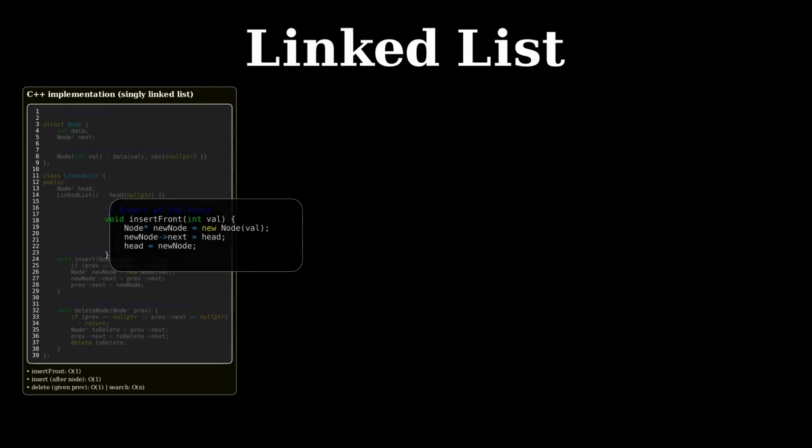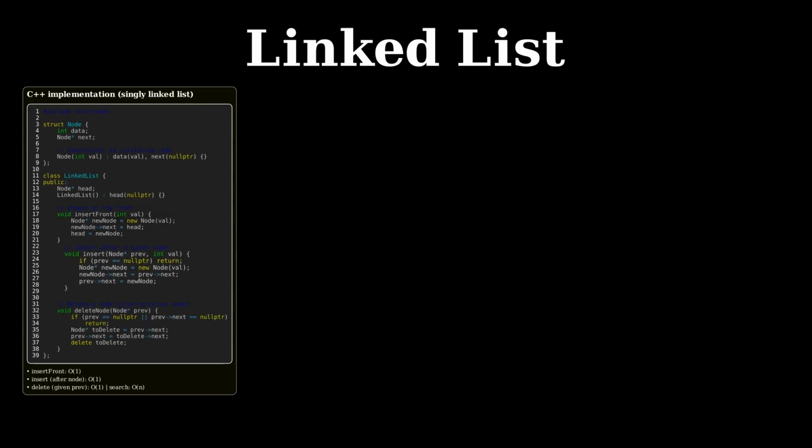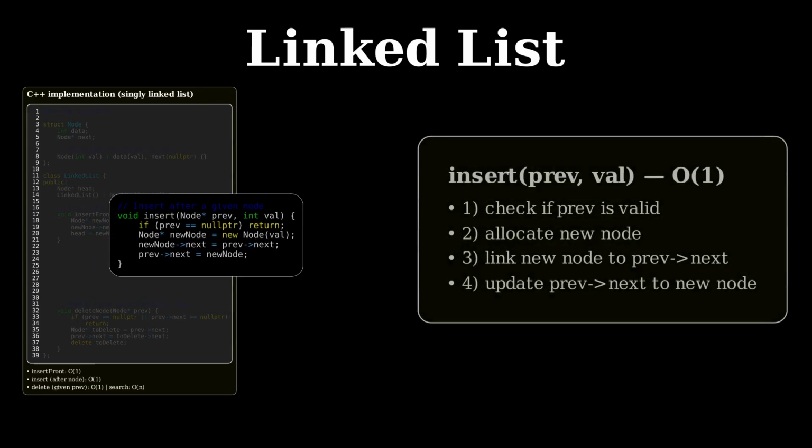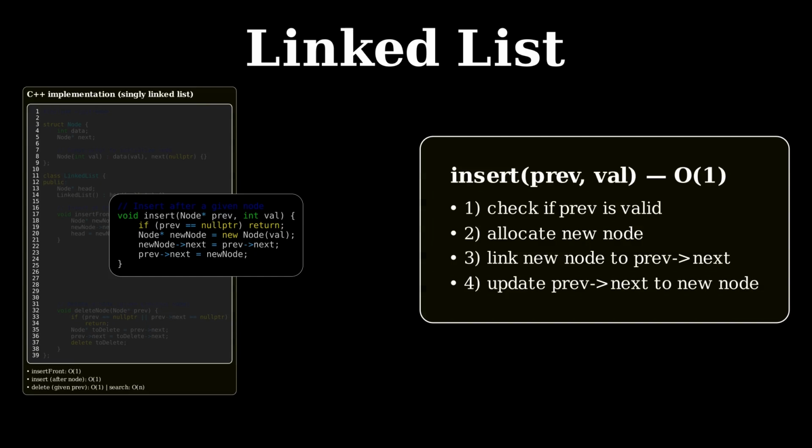Next, we will make another insert function which does the insertion after a given node. It will first check if the previous pointer is not empty, then allocate new memory, and as we explained in our example, link the previous node to the new node, and link the new one to the current.